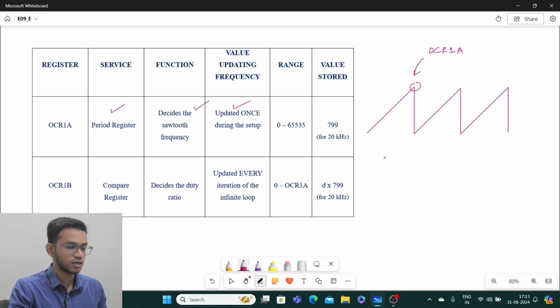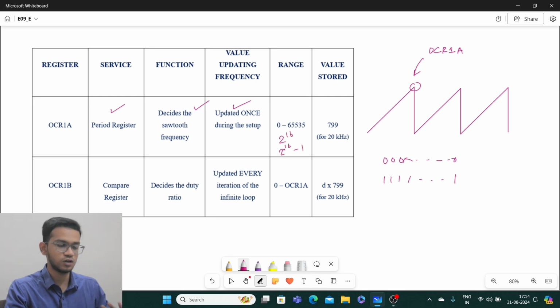Now its range can vary between all zeros, that is from 16 zeros to 16 ones. So it can vary from 0 to 65535. That is, it has 2 power 16 states. It can count up to 2 power 16 minus 1 because 0 is also included. Now what value am I intending to store here? I am intending to store a value of 799.